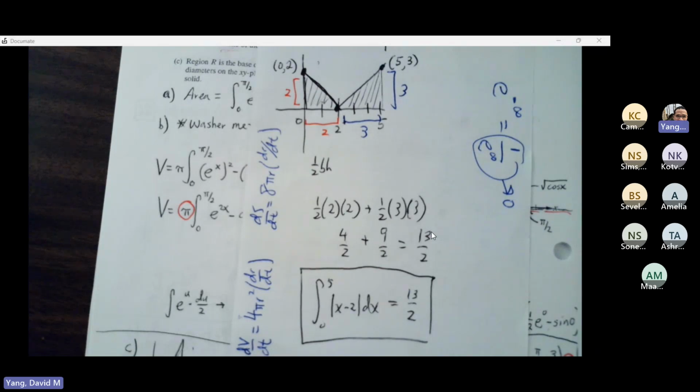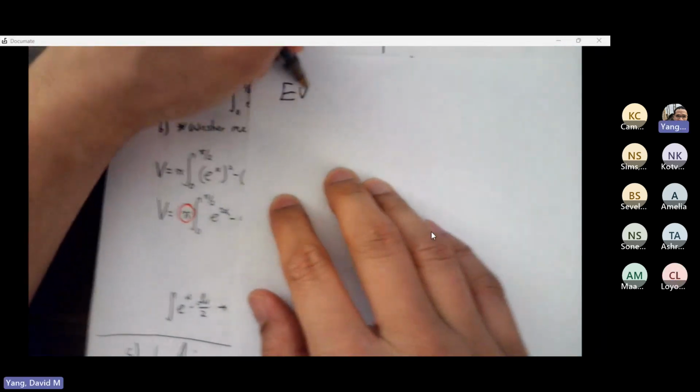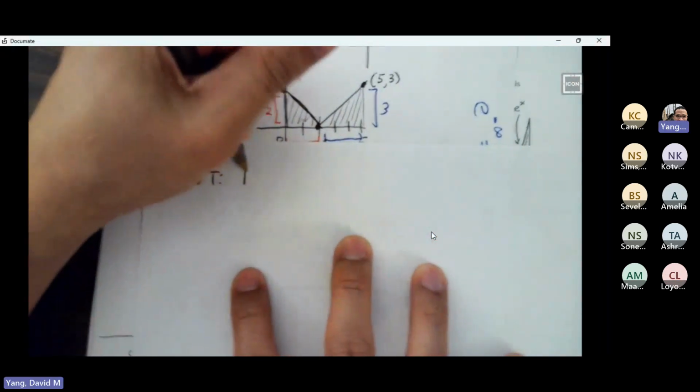Yeah, sure. So justification statements. For the EVT, no justification statements are needed.